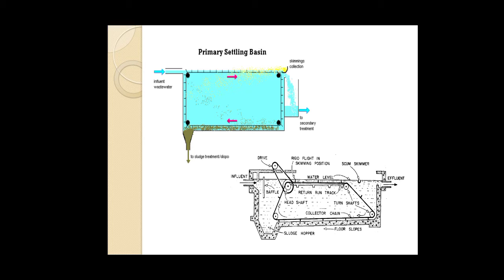There is again one opening, an inlet, where the influent is inserted, and for the other, the effluent can be removed from this one. This is a general diagram of the primary settling basin.